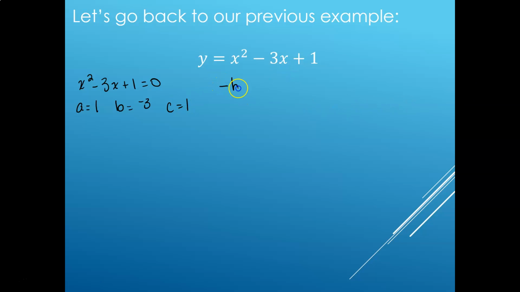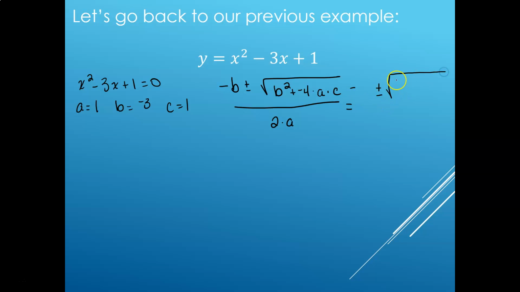The quadratic formula is negative b plus or minus the square root of b squared plus negative 4 times a times c, all divided by 2 times a. This tells you exactly where to substitute in, and so watch carefully. I'm going to leave myself some blanks. This is going to be negative b plus or minus the square root of b squared plus negative 4 times a times c, all divided by 2 times a.